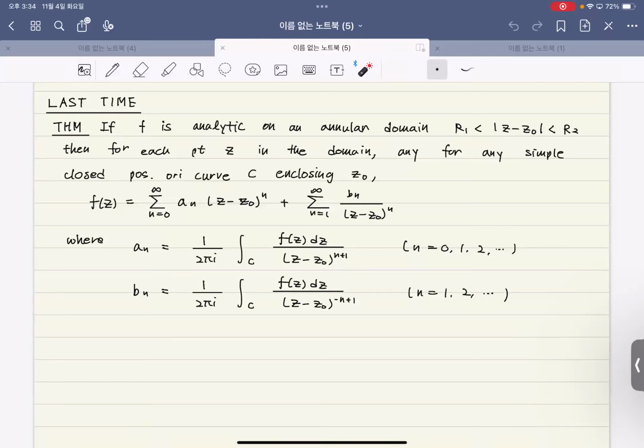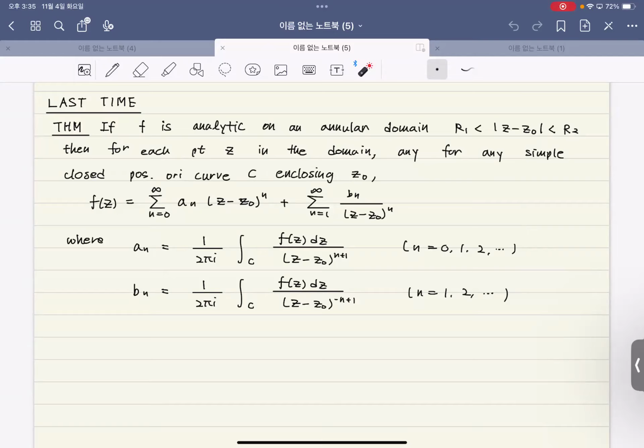This is what we proved in our previous lecture. And today we want to talk about the uniqueness of the Laurent series. So what is the uniqueness of the Laurent series? Suppose that you were able to find some series representation of an analytic function on some annulus domain. In that case, that series representation, which may allow negative powers of z minus z0, must be the Laurent series of the function that is being represented by the series. This is what I mean by the uniqueness of the Laurent series.